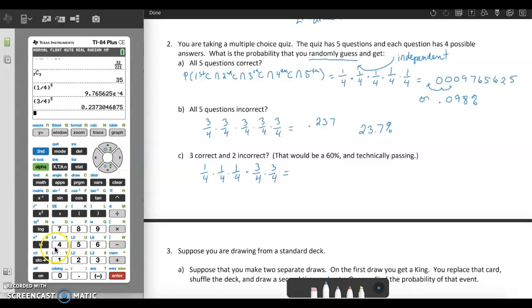So let's see, what is 1/4 to the 5th power? Oh, whoops, sorry. Let me edit that to the 3rd power only because there's 3 of those. And then I'm going to multiply that by 3/4 squared. I can just do that in my head. That's 9/16.